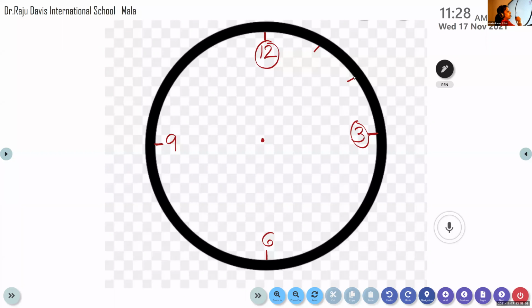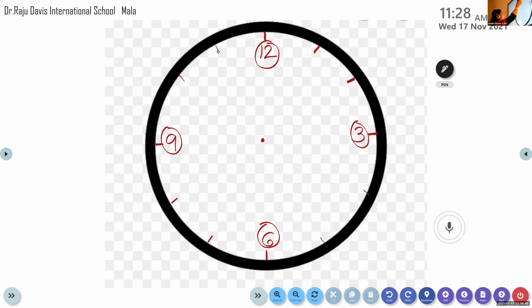Okay, understood? There should be proper distance between 12 and 3. So you have to mark 2 lines here. And after that, 3 and 6 middle, we have to mark 2 more lines with equal distance. Again, after that, 6 and 9's middle, we have to mark again 2 more lines with equal distance. Last, 9 and 12's middle, we have to mark 2 lines with equal distance.